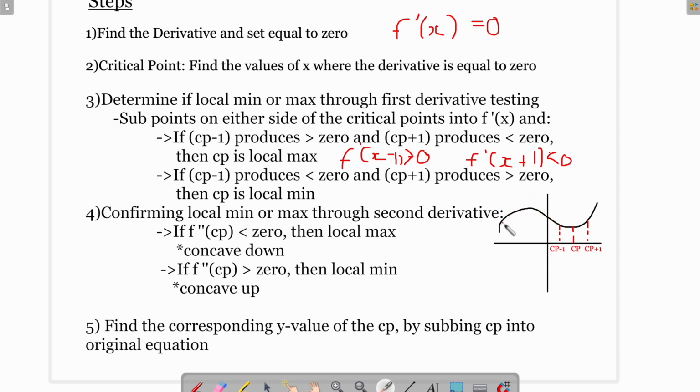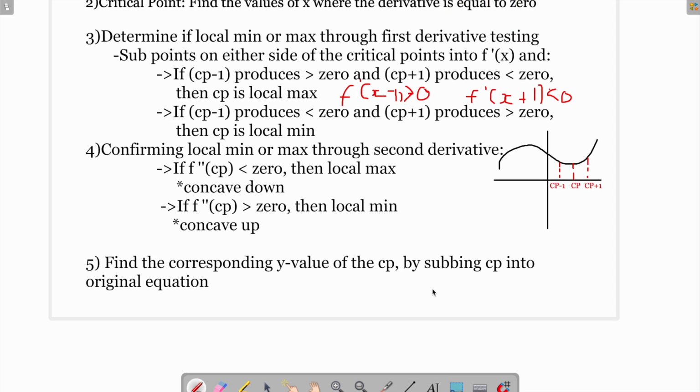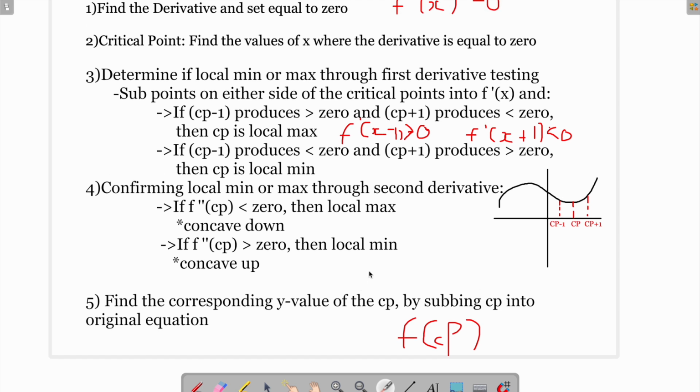You see that? And then the final step is simply subbing in that critical point value we found into the original function, f of x. So once again, I might just make that a little bit more clear. We would sub f of CP, the critical point, into the original function, and that would be the corresponding y point.